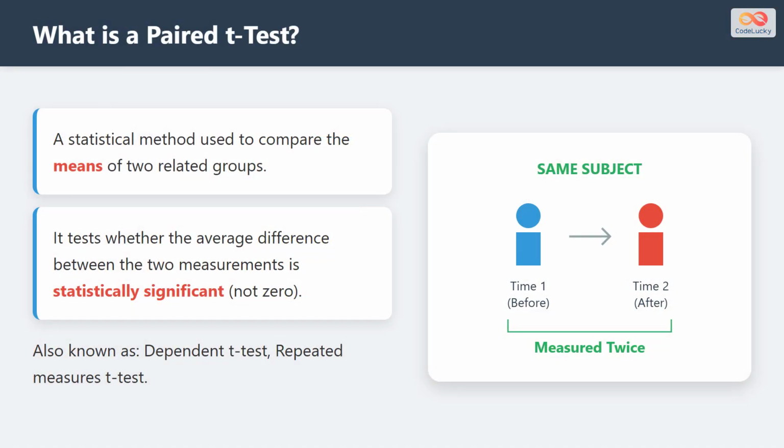So, what exactly is a paired t-test? Simply put, it is a statistical method used to compare the means of two related groups. We use it to determine if the average difference between two measurements is statistically significant, meaning the difference is likely due to a real effect and not just random chance. You might also hear this called a dependent t-test or a repeated measures t-test.